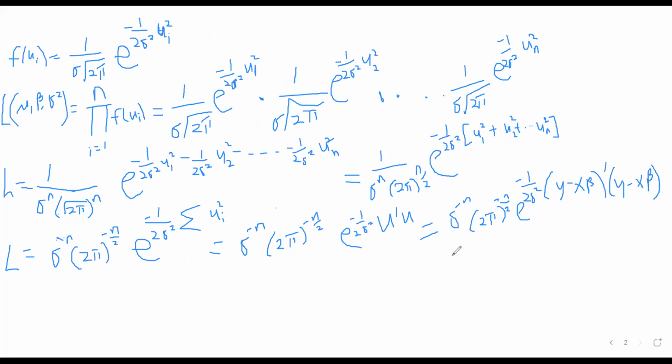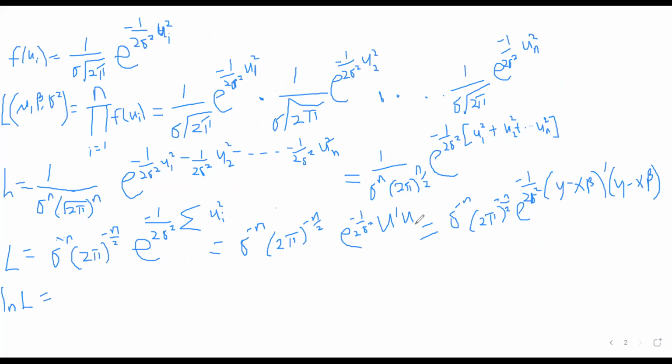Okay, so that's our L. Now we want to differentiate with respect to beta. Usually this looks ugly, so when you take the natural log, ln of L, it looks better to work with.